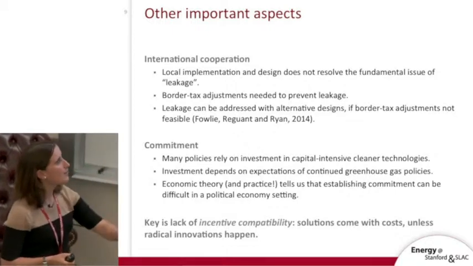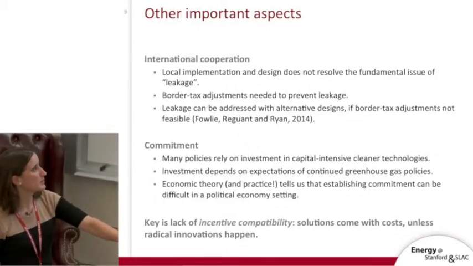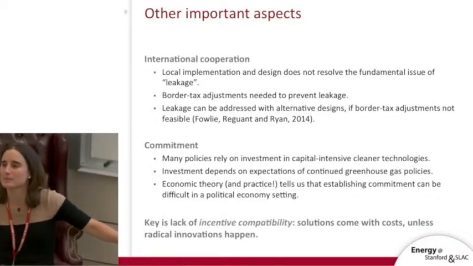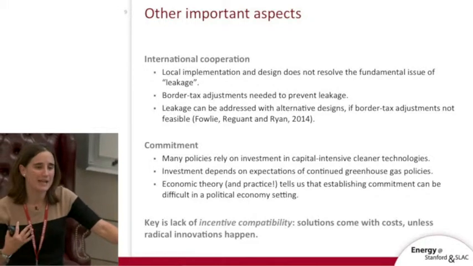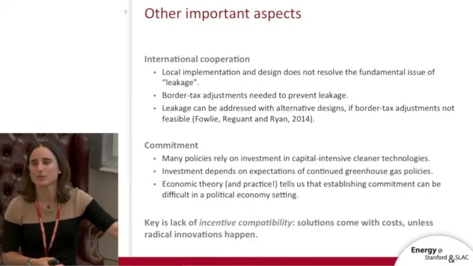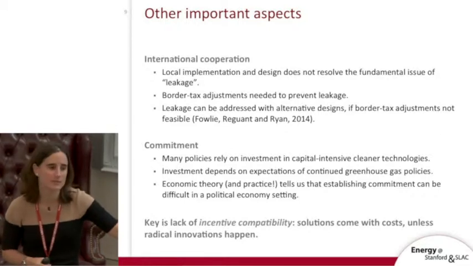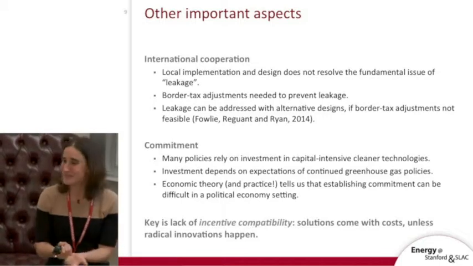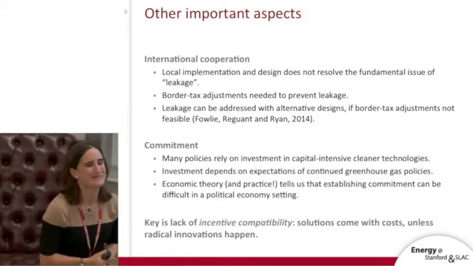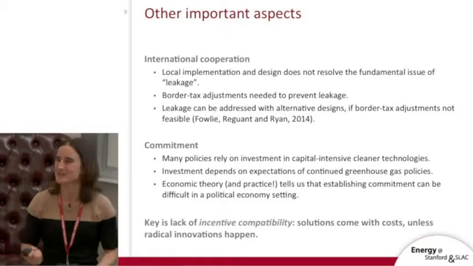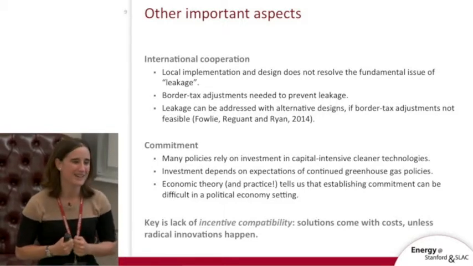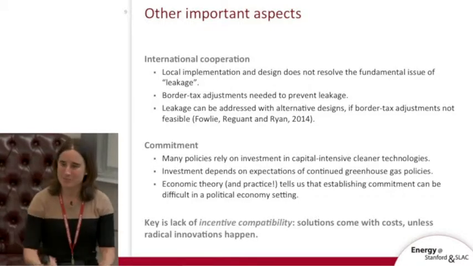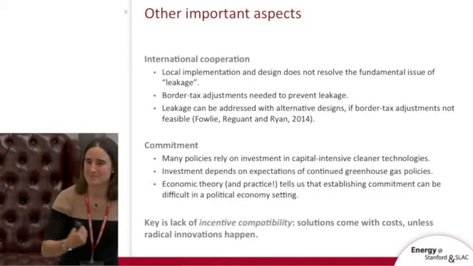Okay. Now, for all of these problems, like international cooperation or commitment, a key behind the problem is that there is an incentive compatibility problem. The solutions we have to climate change nowadays do not come for free. They come for a cost. Of course, the silver bullet solution would be a technology that breaks through and makes it incentive compatible. This means that everyone wants to jump in and reduce CO2. But this is not where we are at now. Where we are at now, reducing CO2 is costly, and there is a problem of getting everyone on board.